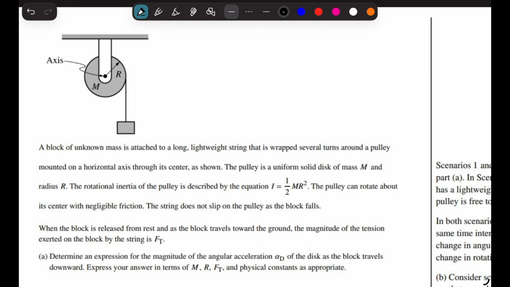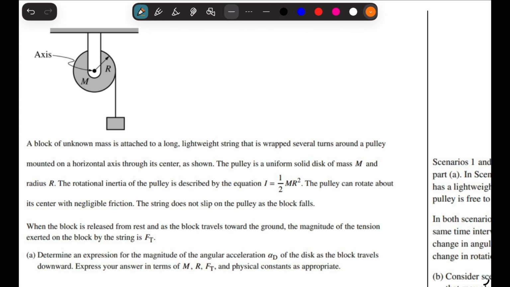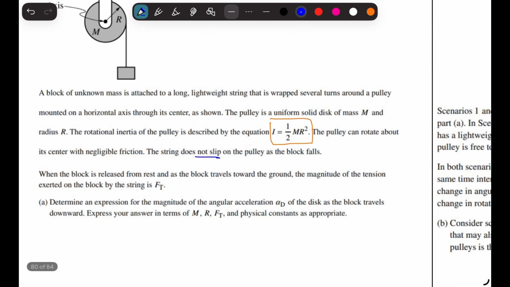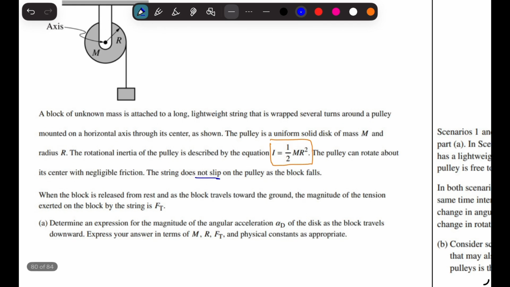The rotational inertia of the pulley is described by the equation I is equal to 1/2 mr squared. The pulley can rotate about its center with negligible friction. The string does not slip on the pulley as the block falls. When the block is released from rest and as the block travels toward the ground, the magnitude of the tension exerted on the block by the string is Ft. Determine an expression for the magnitude of the angular acceleration, alpha d, of the disk as the block travels downward. Express your answer in terms of m, r, Ft, and physical constants as appropriate.